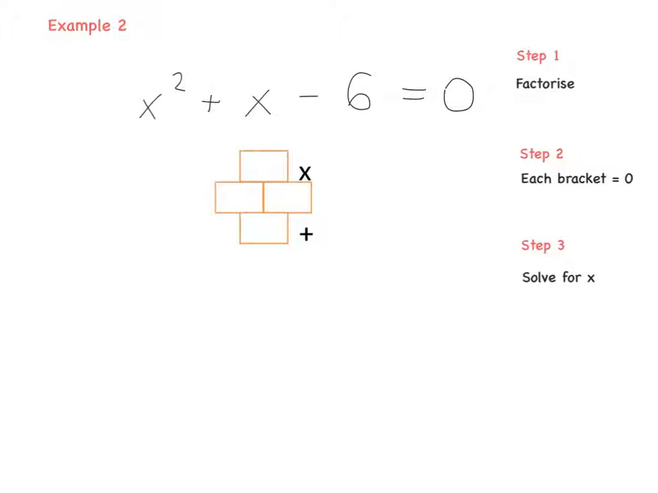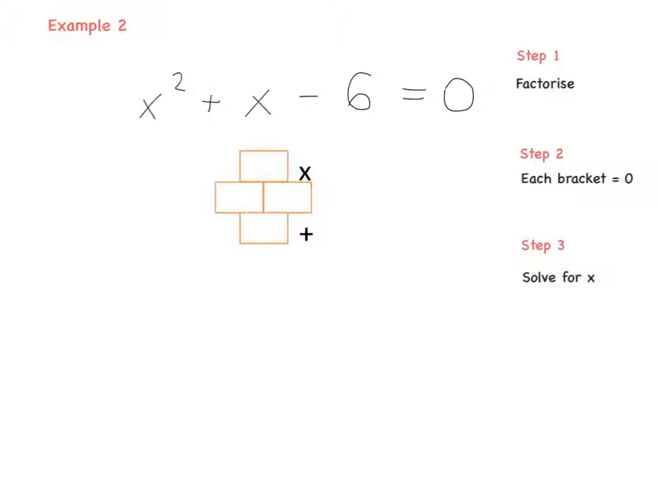Okay, and the next question is to solve x squared plus x minus 6 equals 1. And this is the quadratic trinomial. Quadratic means we have x squared, and trinomial means we have 3 terms. We have x squared, x, and then we have a constant, okay? So we need to revise how to factorize it and how to solve it, okay?